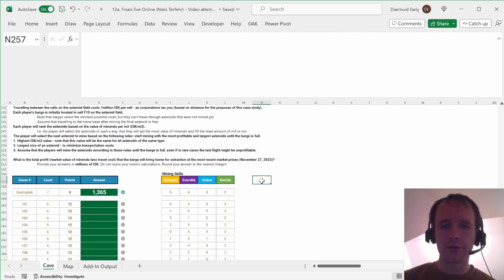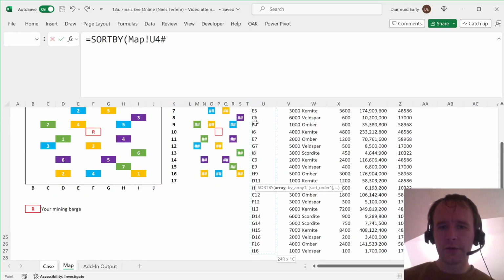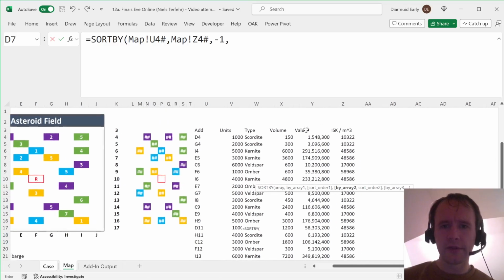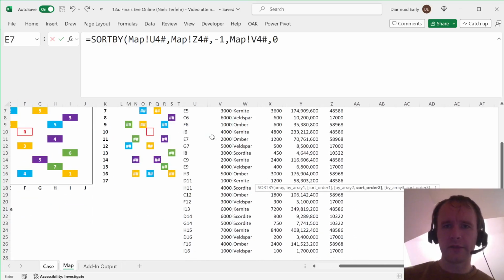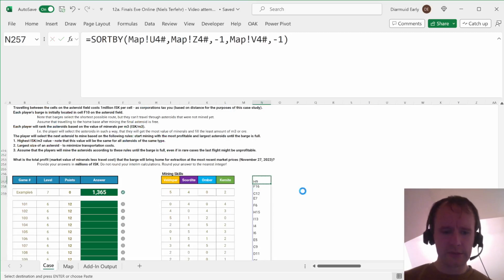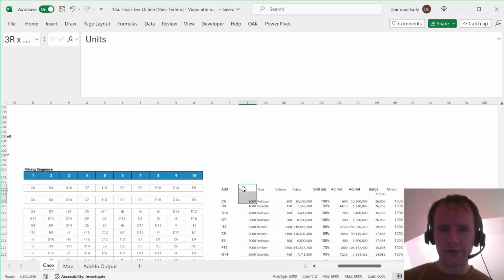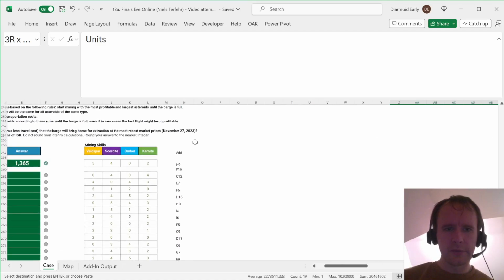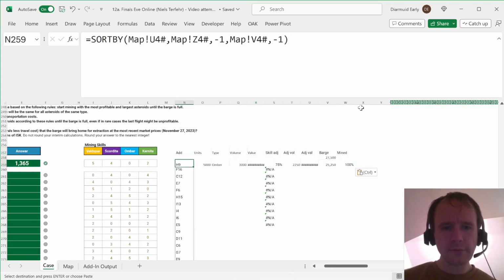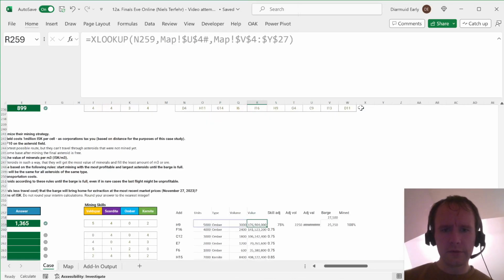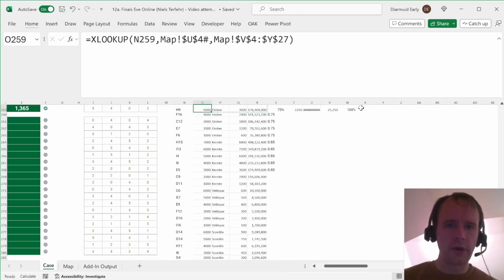So let's think about the order in which we need to tackle the addresses, and that's going to be sort by. So the order is going to be sort this first by ISK per meter cubed -1 descending order, then by the number of units, again descending order. So that's going to give us that. Let's call that address, and then basically going to import most of level 5 into here. And we'll carry this down. So you can see we always do Omber first, largest to smallest, then Kernite first, largest to smallest, then Veldspar, and so on.